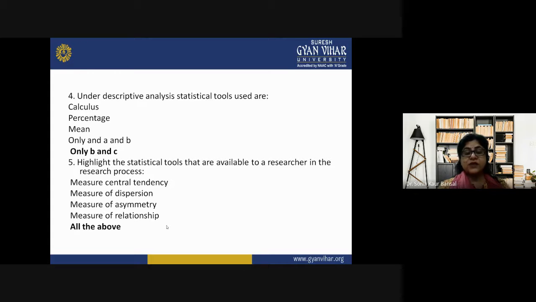Now, next question is highlight the statistical tools that are available to a researcher in the research process. So, what are the statistical tools? Measures of central tendency, which we have studied, mean, mode, median, standard deviation, we have all studied about it. Measures of dispersion, how we see that our data or the numbers are dispersed, in what way. Measures of asymmetry, how much asymmetry is there in the data. Measures of relationship. So, of course, the answer is all of the above. All right, students? So, measures of central tendency, measures of dispersion, measures of asymmetry, measures of relationship, all are the answers suitable for this question.